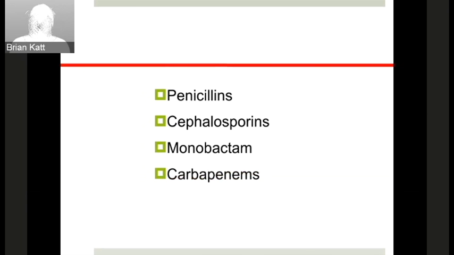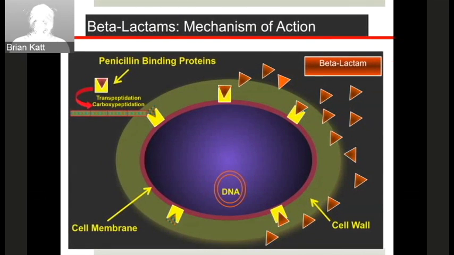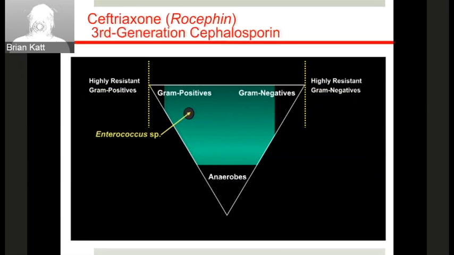So, beta-lactams. Beta-lactams are penicillins, cephalosporins, monobactams, which is aztreonam, and carbapenems. We'll touch a little bit on those. So what's the mechanism of action for beta-lactams? How do they work? The way that they work is they bind to this penicillin binding protein, and as a result, it causes disruption in the cell wall, and then the cell wall breaks, and the organism basically dies.